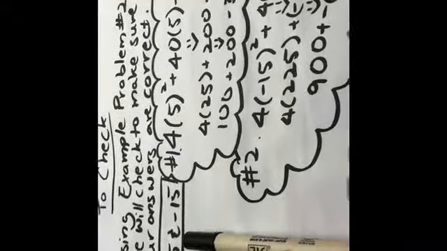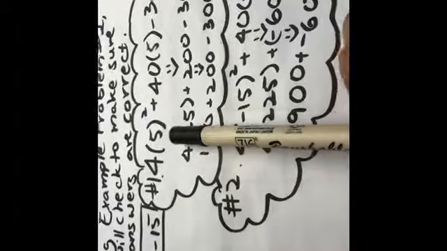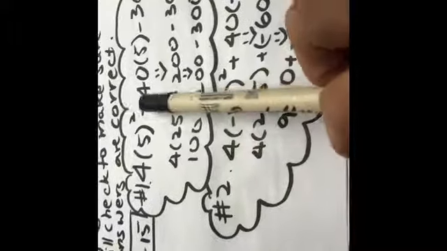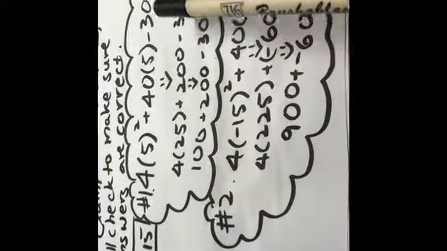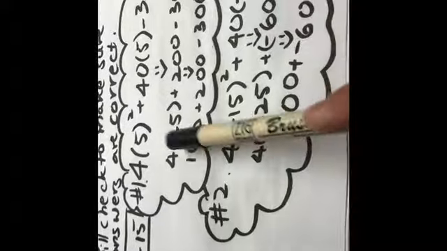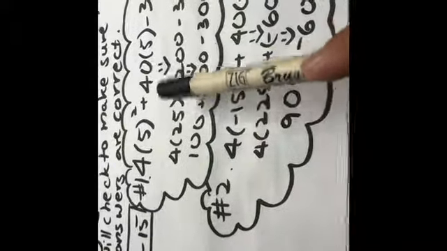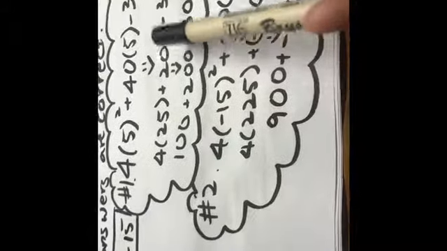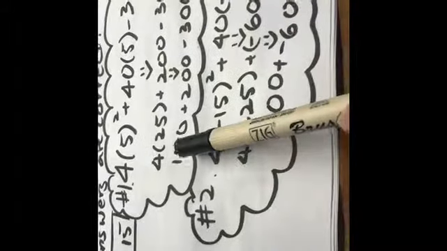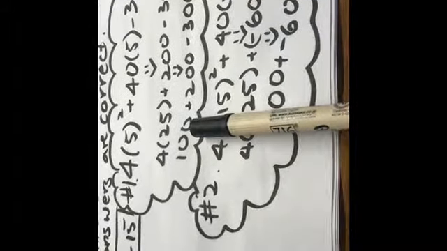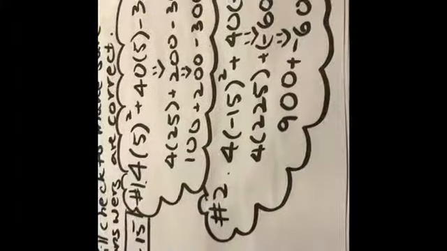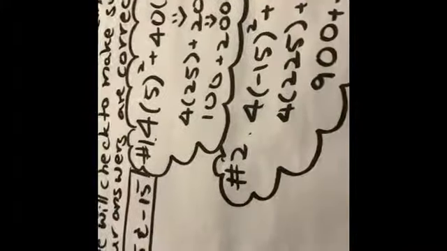So since we have the answers 5 and negative 15, we're going to start off with the first one. 4 times (5) squared plus 40 times (5) minus 300 equals 0. 5 squared equals 25, so 4 times 25 is 100, plus 200 minus 300 equals 0. So, for the first problem, we can add a check mark to that one.